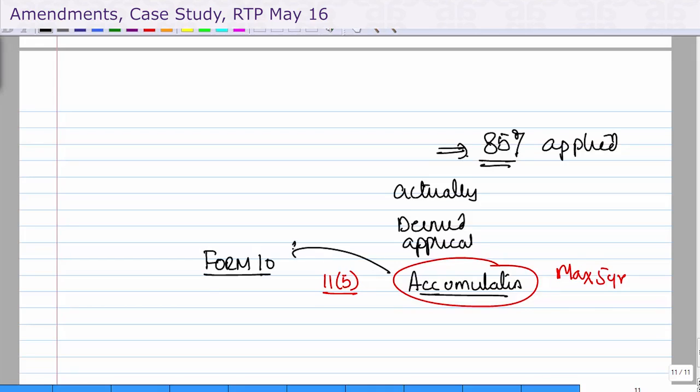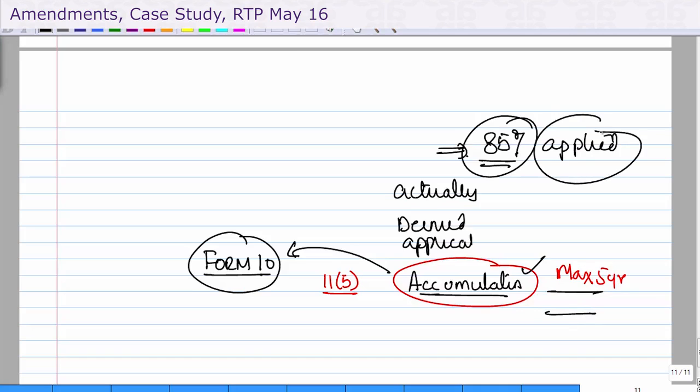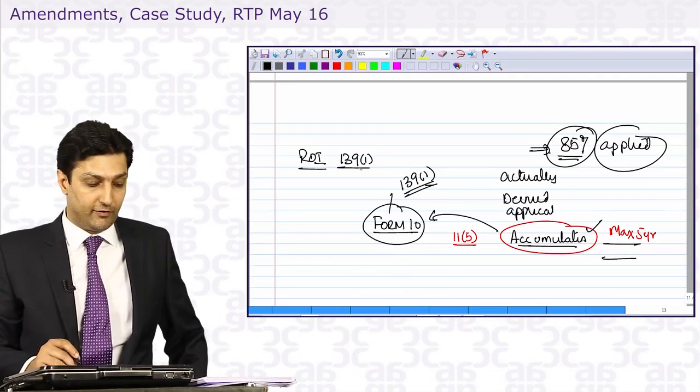to specify the purpose for which the accumulation is taking place, and from this year you will only get the benefit of accumulation, which means the amount you've accumulated will be reduced or treated as part of applied, you will get the deduction, provided this Form 10 has been filed before the due date under section 139(1), and of course the return of income must be filed under 139(1). Only then will the benefit be given, otherwise the benefit will not be given.